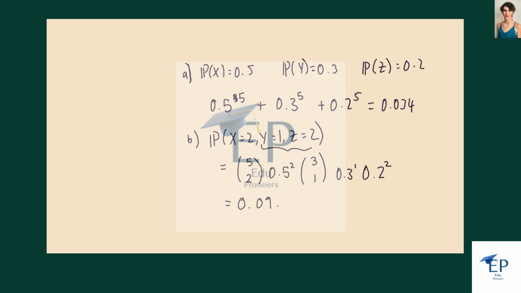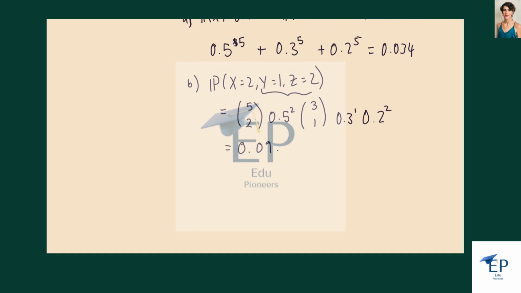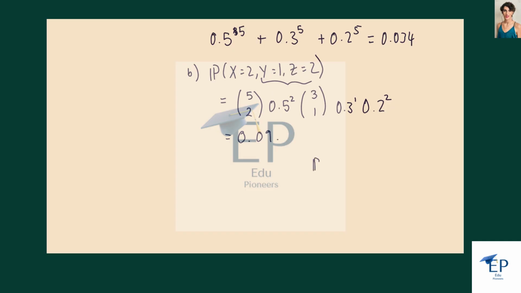You can also get this using the multinomial formula, which in this case would be given by the following. So it's the number of trials, which in this case is 5, divided by the factorials, times the probability of X to the number of Xs, the probability of getting Y to the number of Ys, and the probability of getting Z to the number of Zs. I hope that helps.